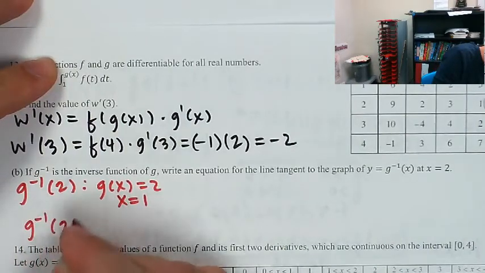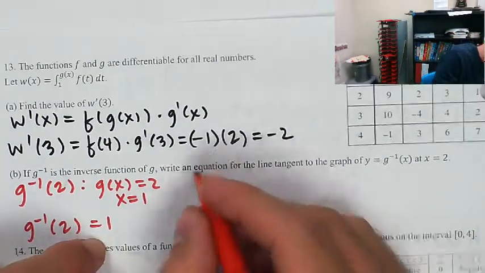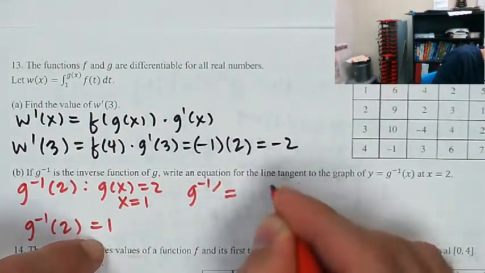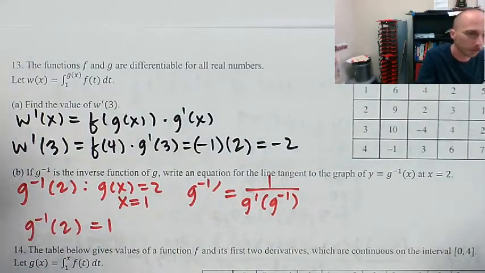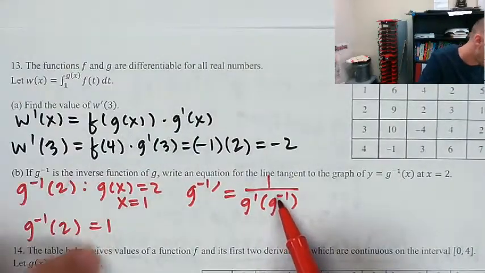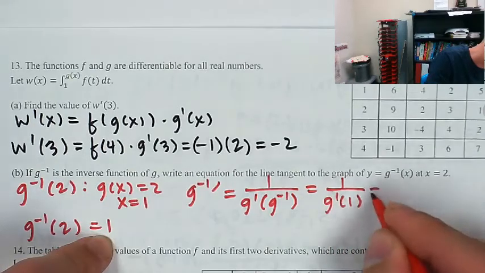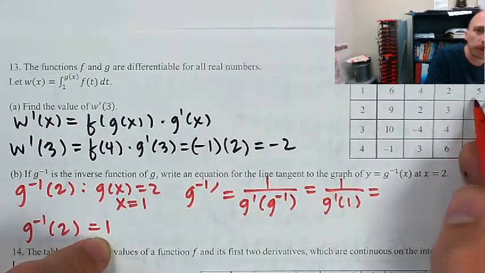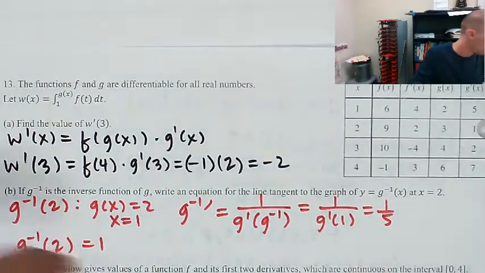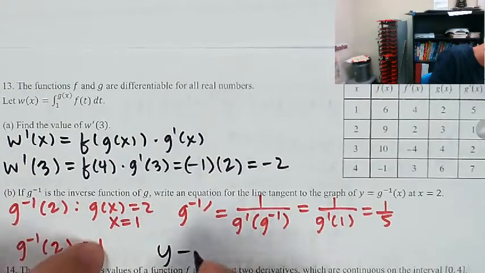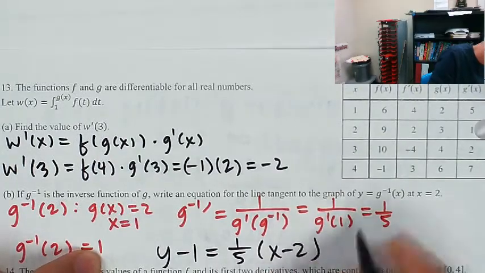So I conclude that g inverse of 2 equals 1. That's going to be the point (2, 1). The slope is g inverse prime, which is 1 over g prime of g inverse. G inverse we determined was 1, so it's 1 over g prime of 1, and g prime of 1 is 5, so it's 1/5. Then my equation is y minus g inverse of 2 equals the slope times x minus the x coordinate we want.